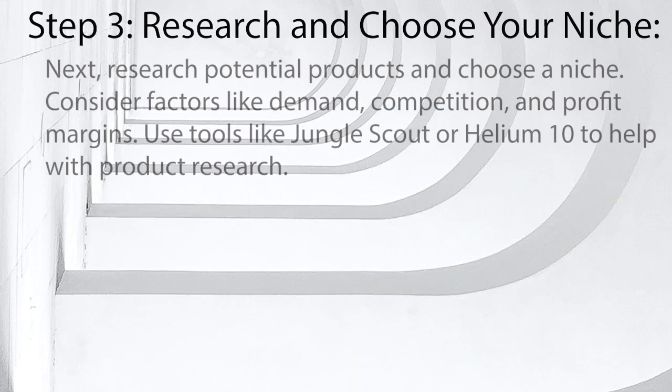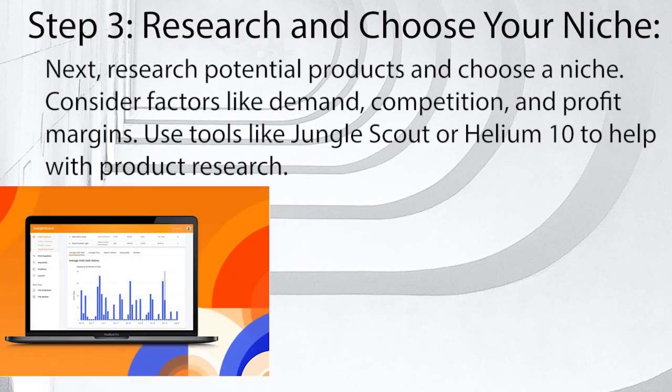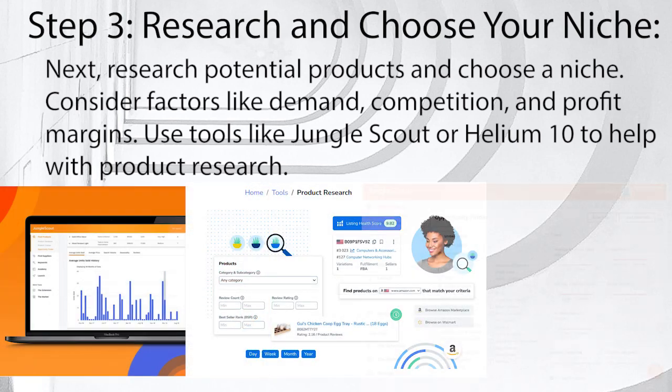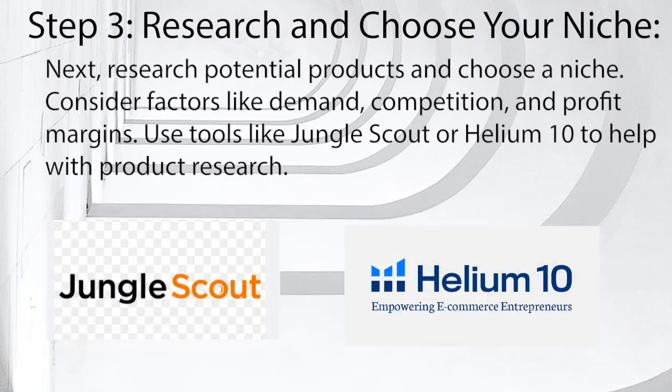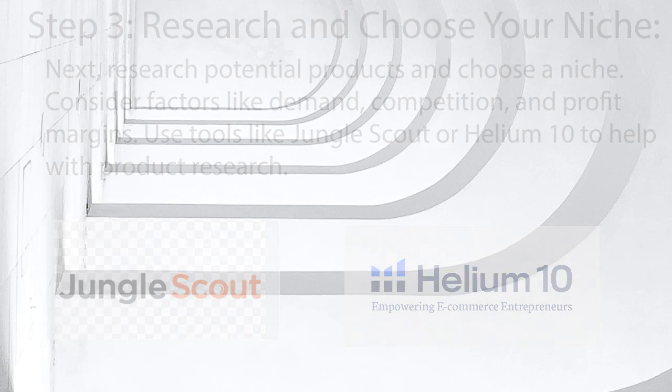Step 3. Research and choose your niche. Next, research potential products and choose a niche. Consider factors like demand, competition, and profit margins. Use tools like Jungle Scout or Helium 10 to help with product research.